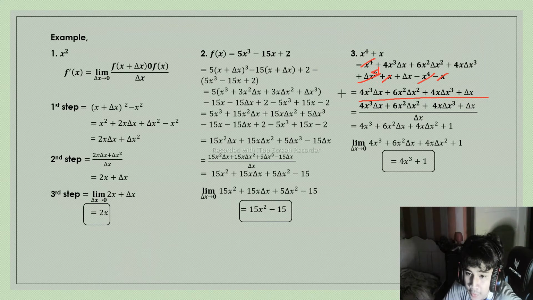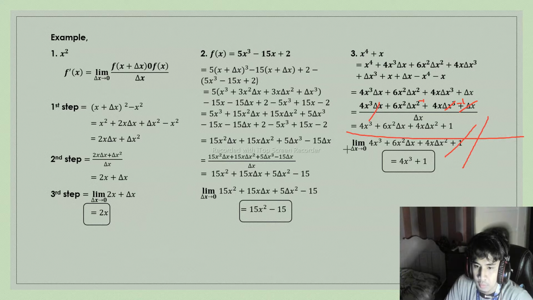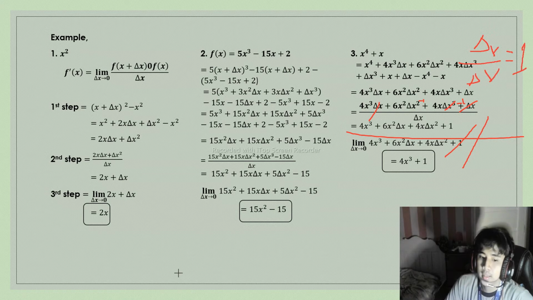So, ayan na yung first step natin. Second step naman, di-divide na natin siya sa delta x. So, cancel. Minus 1 ka na din. Ikaw, cancel ka. So, ito yung answer natin sa second step. 4x cubed plus 6x squared delta x plus 4x delta x squared plus 1. Kasi, delta x over delta x is equal to 1.